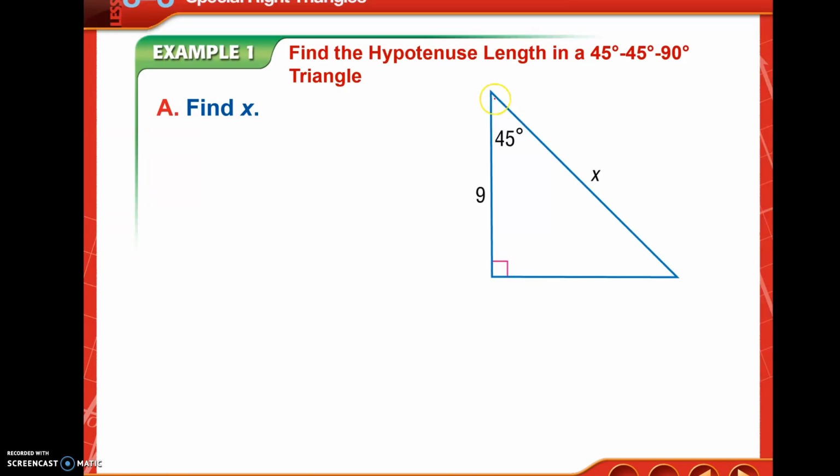So here we're given the leg. So x equals the leg, which is 9, times the square root of 2, because my hypotenuse equals the leg times the square root of 2. X is my hypotenuse, and so we take 9 times the square root of 2. And then we would want to find the decimal of that, just so we have a good idea of what that side length is. So 12.7.